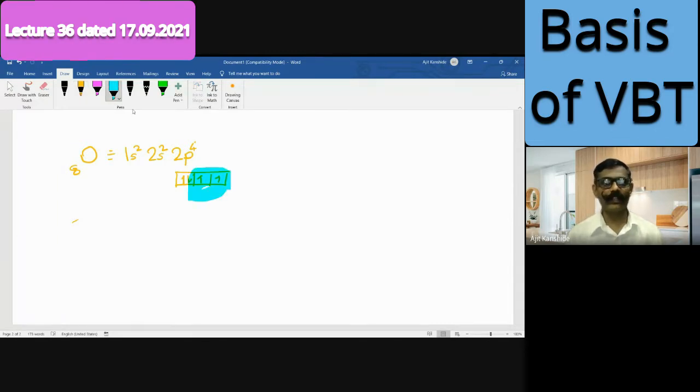Similarly, if I consider the other oxygen atom, that oxygen atom will also have the same electronic configuration: 1s2, 2s2, 2p4. So in one of the p orbitals, 2 electrons will be there, and here only 1 electron and here 1 electron. So what is possible here? This unpaired electron from one oxygen and the unpaired electron from the other oxygen will overlap to form one bond.